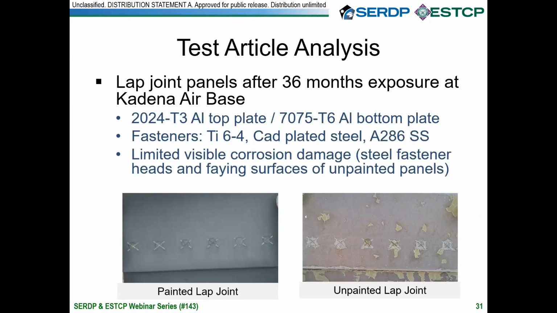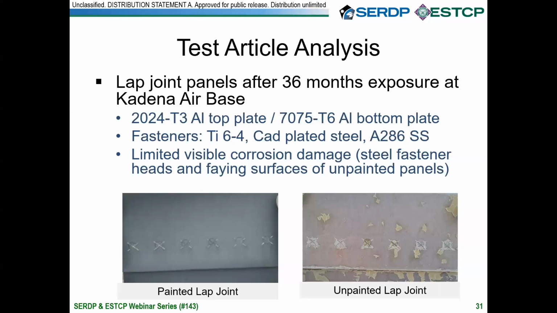Again, the lap joint panels after 3 years at Kadena, the 2024 top plate and the 7075 bottom plate. Again, the painted ones have just the primer in between. The unpainted ones are completely unpainted with just the tape barrier there. So you can see just the difference between these two panels. The painted, they're all scribed. So the painted panels, really not much corrosion visible there. Again, you can see a little bit of the oxide showing up.